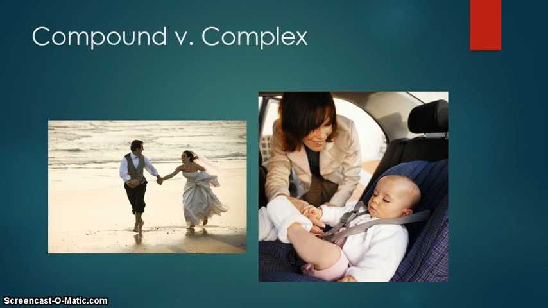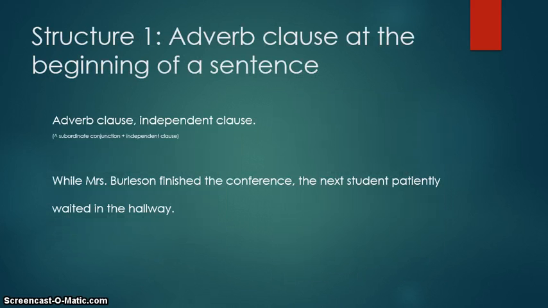We create complex sentences with adverb clauses in 3 different structures. The first one, you start with an adverb clause, you have a comma, and you have an independent clause. Now remember that an adverb clause is made of 2 parts, a subordinate conjunction and an independent clause. That's how we make an adverb clause, okay? So, "While Mrs. Burleson finished the conference": subordinate conjunction, independent thought, right? I put them together and now I have an adverb clause that can't stand alone.